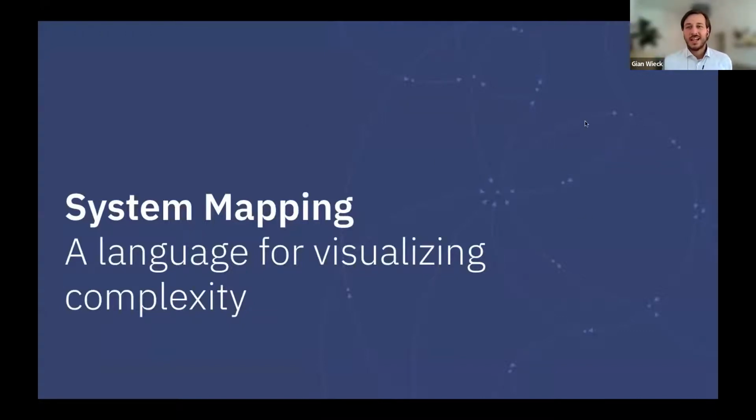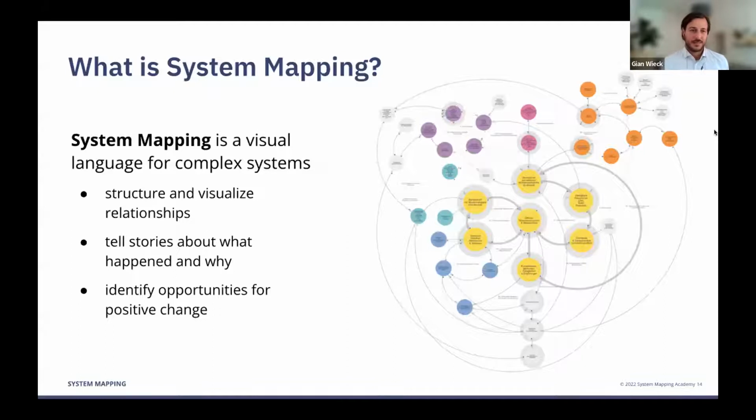Exactly. So I would like to introduce a little bit more to system mapping. Fabian just introduced system thinking, and we think that system mapping is one of the most important tools to actually apply system thinking. As we see it, it's actually a language that allows us to talk about complexity. So if we look at the next slide, this is our definition and our understanding of system mapping. It's a visual language to understand and to talk about complex systems.